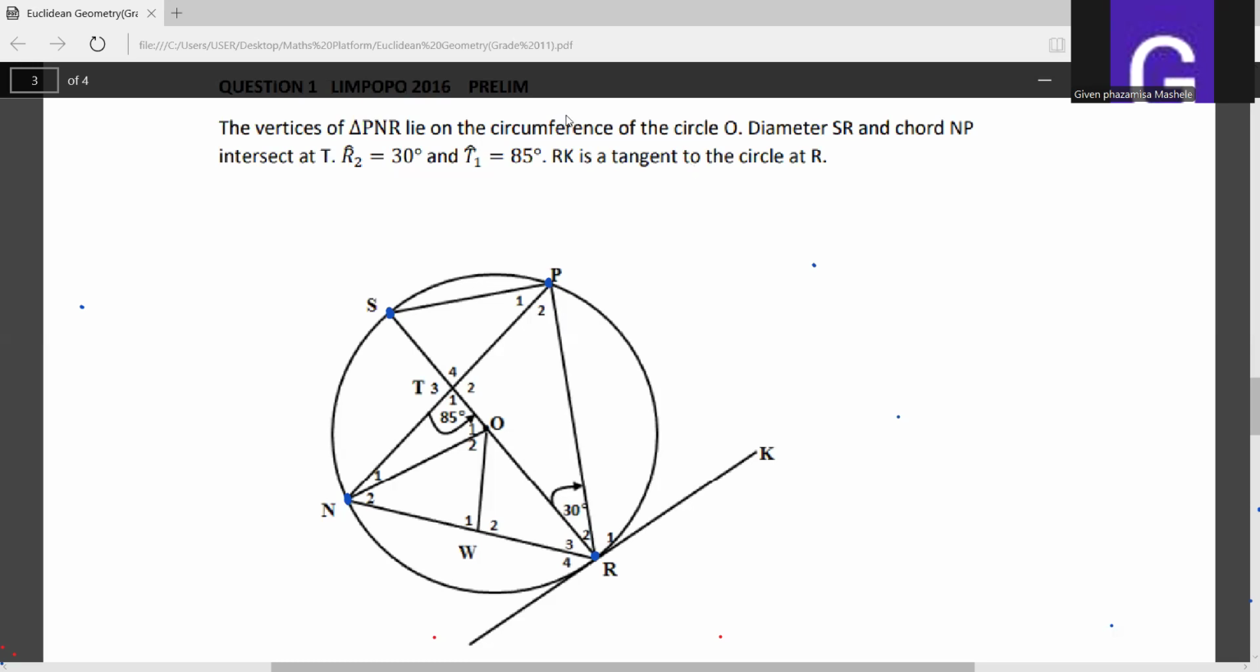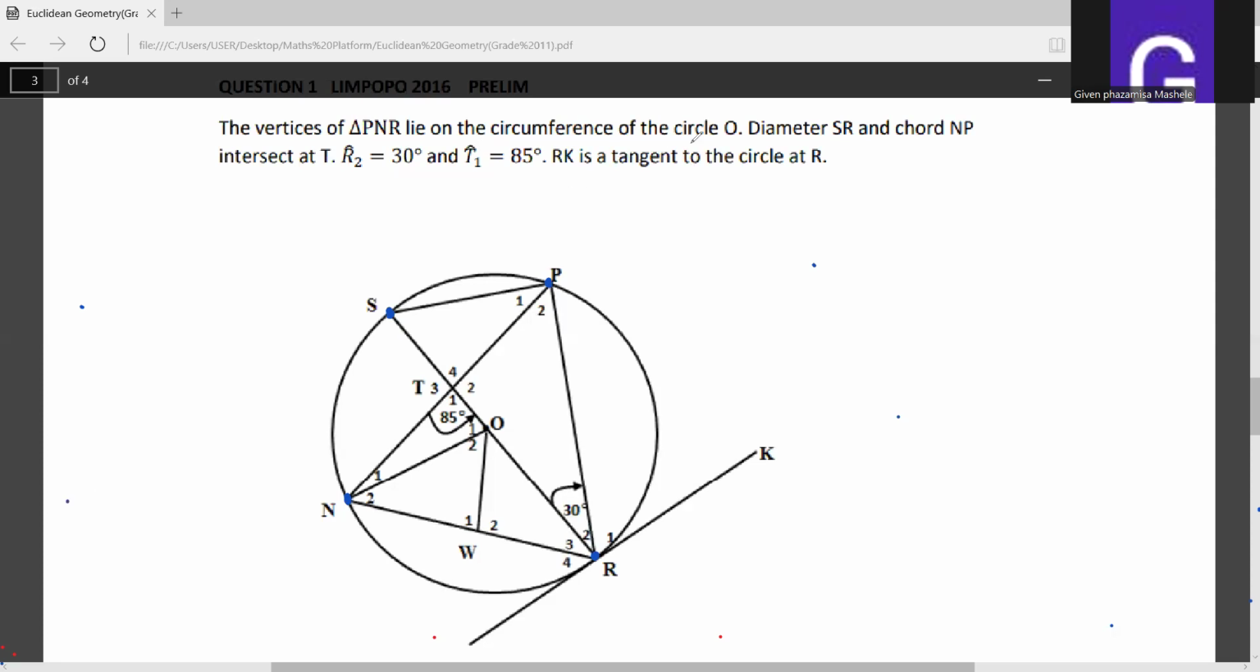Okay, so as I was saying, P, N, R, and S are points on the circumference. Already you can see that we have a cyclic quad because there are 4 points on the circumference. Let's talk about that later. On the circumference of the circle O, this is what I wanted to talk about. I want us to go through those tips.